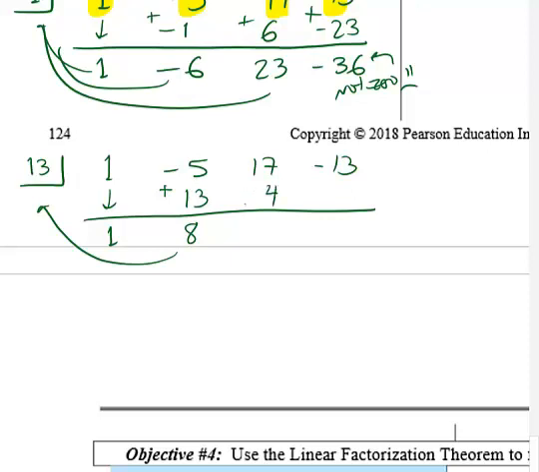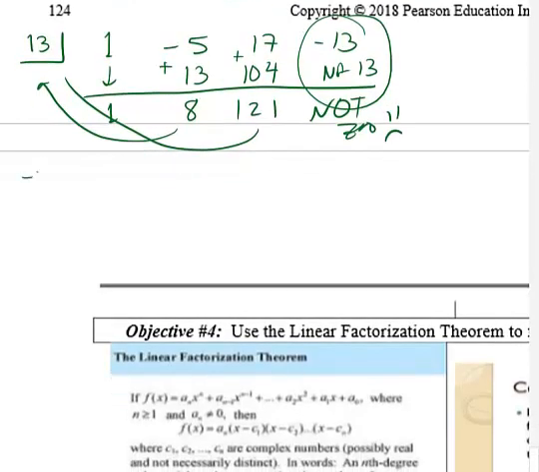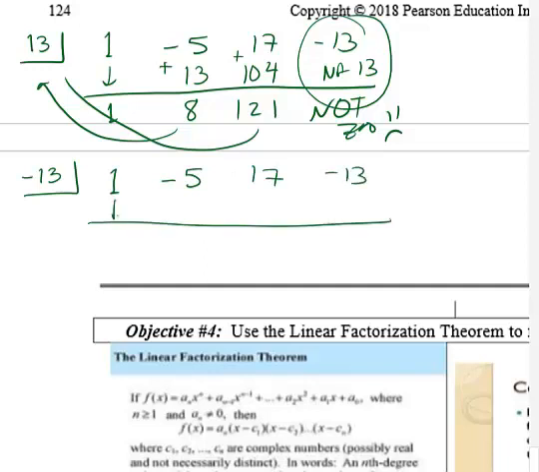What's that? 104? Oh lord, that's not good. Let me add those. 121 times 13. For sure this is not 13, because that would need to give a 0 here. So this is not 0. Alright, let's try negative 13. I'll say right now that that's my last resort, but there's another option. I'll get back to that once we're done with this one.